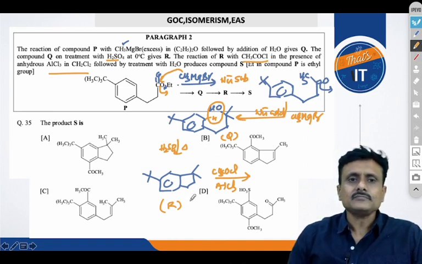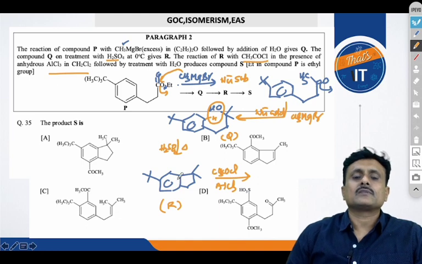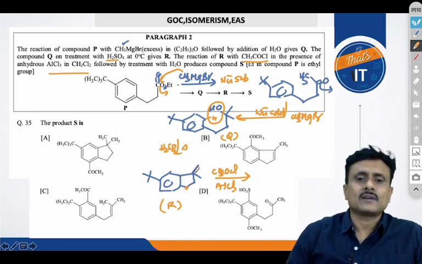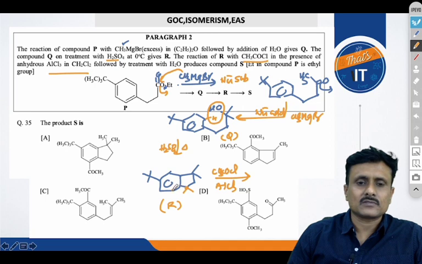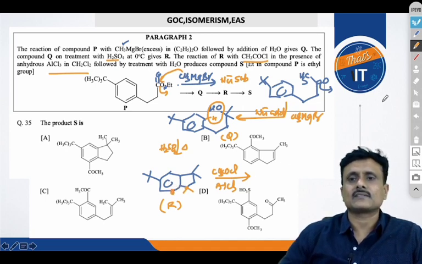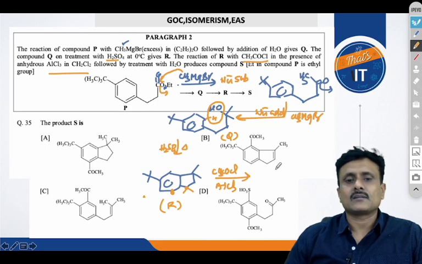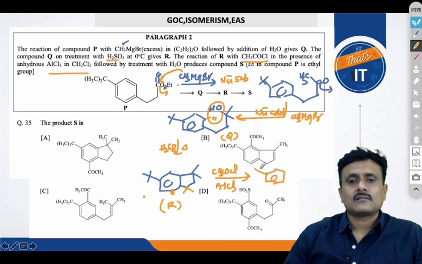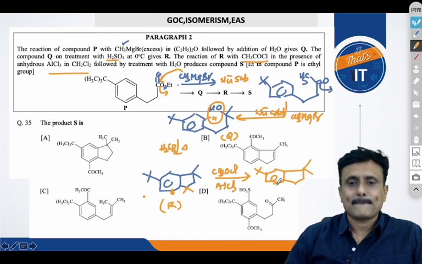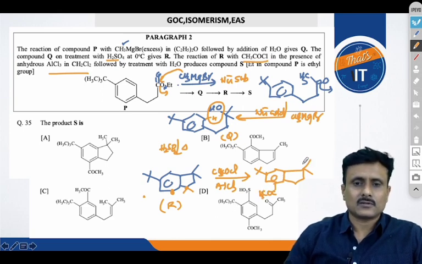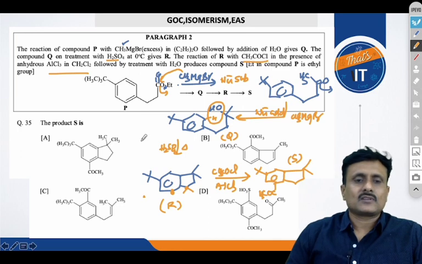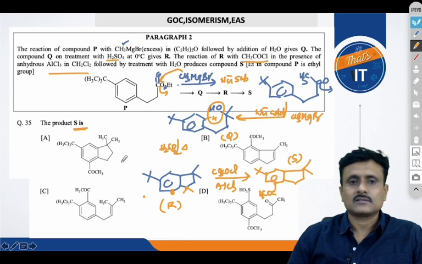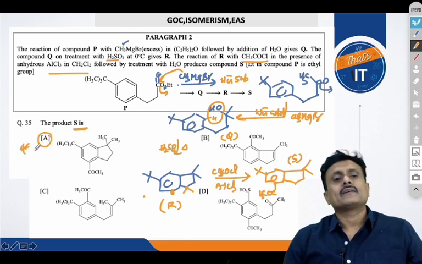Okay, that's okay. So you can see this is an activating group, right? Because it has two hydrogens. So this is the position which is vacant to be attacked, isn't it? Now when this is heated, I'm going to get this group and then COCH3 here. So this is the compound S. So what's the question? The product S is, where is it? Yeah, option A is the right answer for the question.